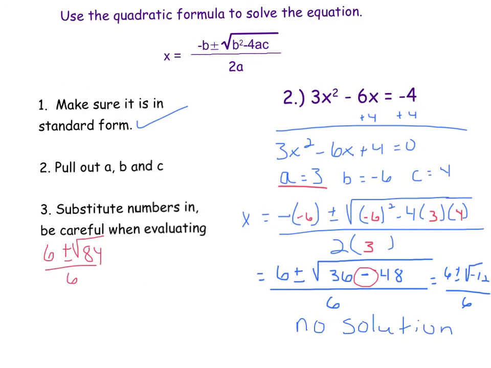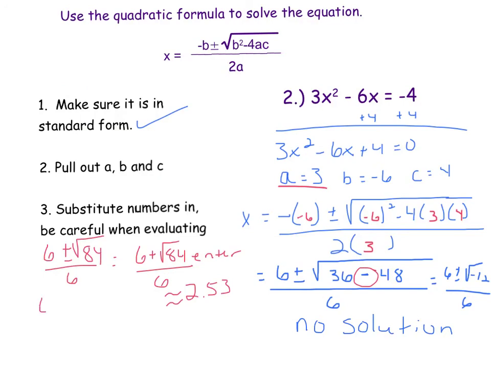rounding until the very end. I would put it into my calculator like this: 6 plus the square root of 84, enter, and then divide by 6. That way you're rounding at the very, very end, 2.53. So it's still an approximation, but it's a better approximation than if you had put that in and then rounded and then did the dividing.